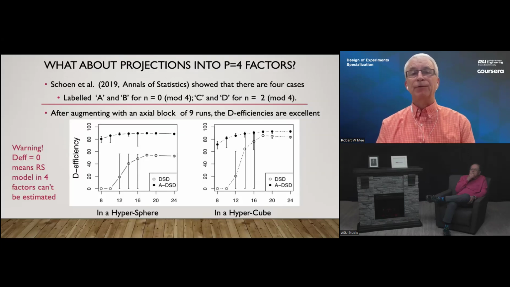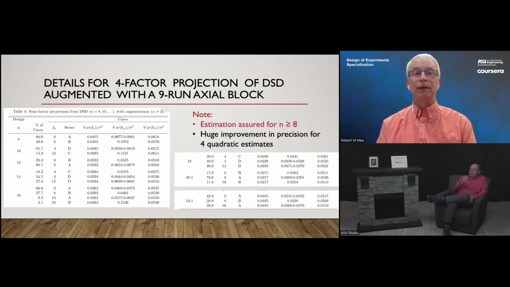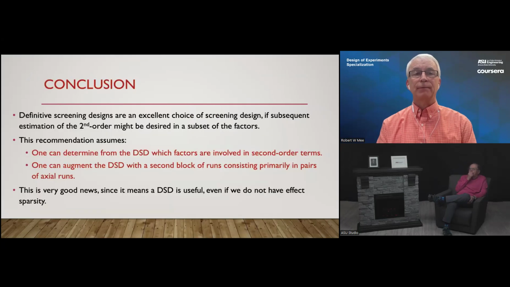I'm going to skip over this. I can do something similar if I'm projecting into 4 factors. It's more complicated. You can look at the JQT article to see how that would be done. And again, I'm going to skip over those slides and do the last 2.